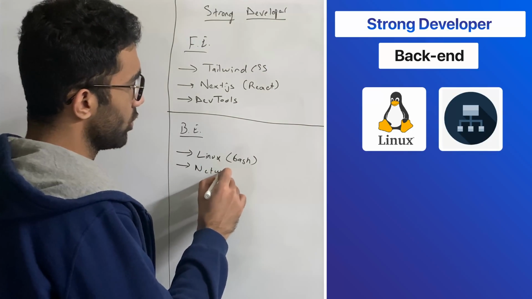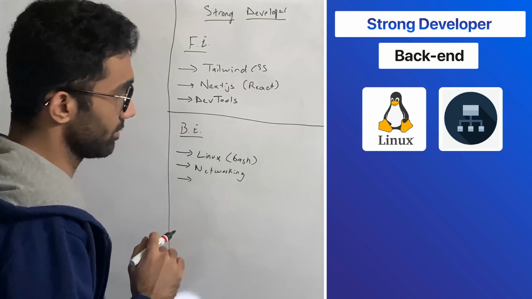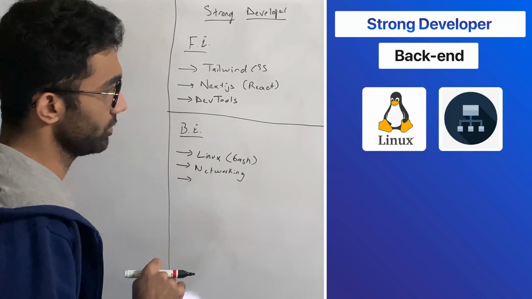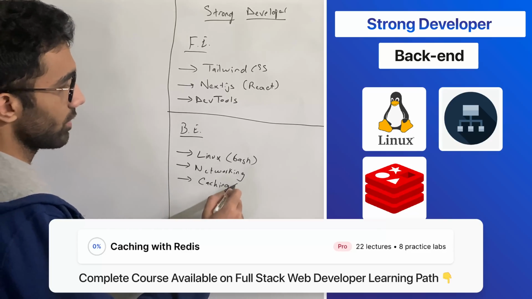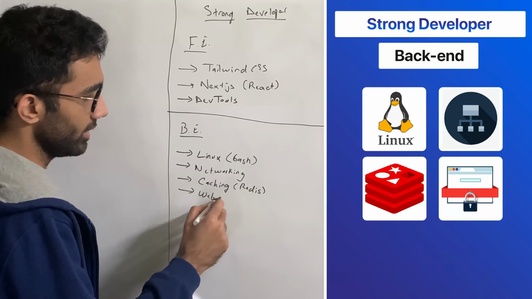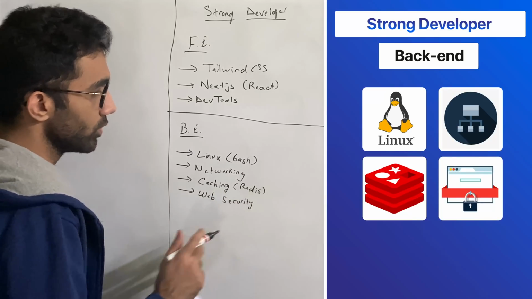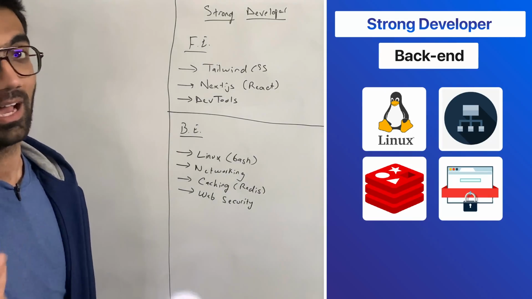Similarly, networking over there kind of comes into Linux services only, but that's also something you should be paying very close attention to. Caching is also a super important part to understand with something like Redis. And finally, web security is also one of the most important things you should know as a developer, so that things like Log4j do not happen in your code.